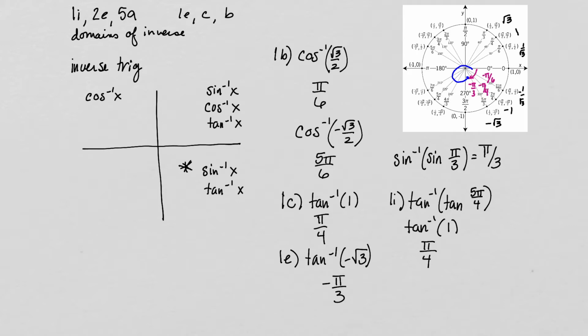Oh, yeah, no, actually, yeah. I did the problem wrong on the answers, because in the answers, if you notice, I put that the tangent of 5 pi over 4 was -1, which it's not. It's a +1. So this is the correct answer. It shouldn't be negative pi over 4.